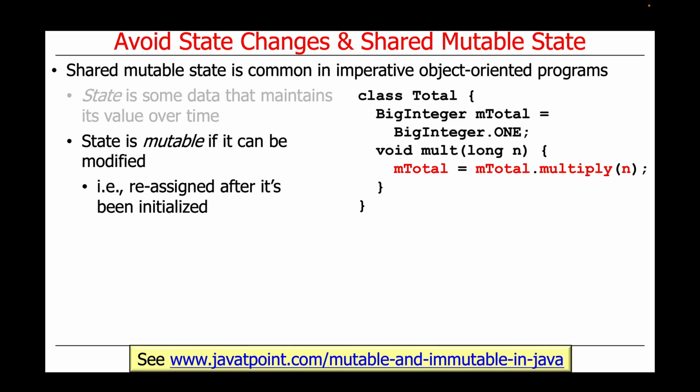State is mutable if it can be modified. In other words, if it's reassigned after it's been initially initialized. As you can see here, mTotal was given the initial value of 1, but then there's a mult method that takes a parameter n, and it multiplies mTotal by n, and then assigns the new updated value to the mTotal field. So it's reinitializing it, reassigning it.